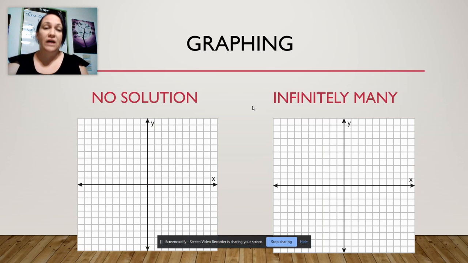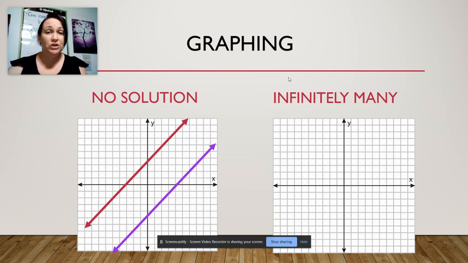If you are graphing and you want to write an answer of no solution, then your graph should have two lines that are parallel to each other. Remember that you're only guaranteed to have parallel lines if they have the exact same slope. So if your lines do not have the same slope, then it should not be no solution. And you just need to graph them a little bit further to see where they intersect.